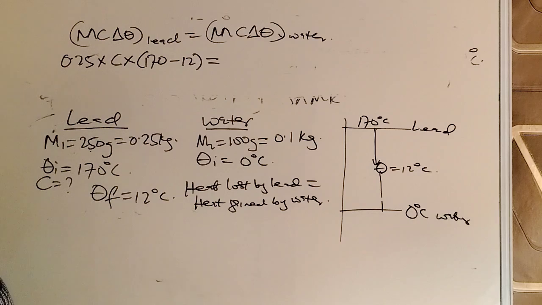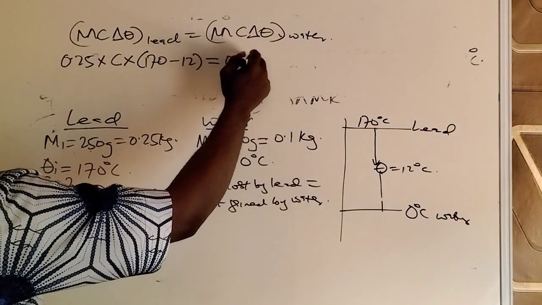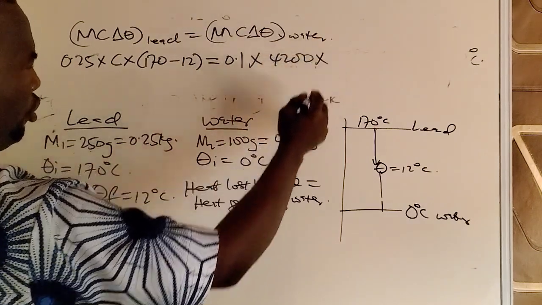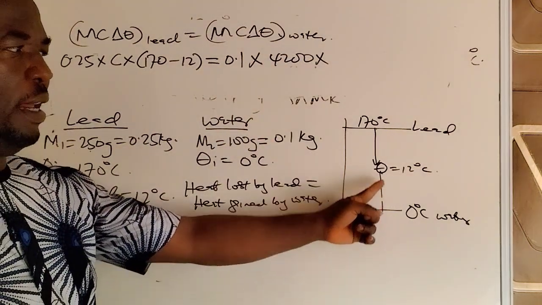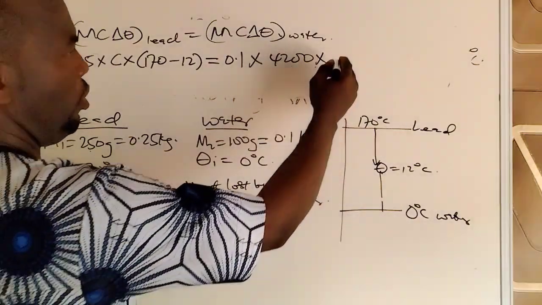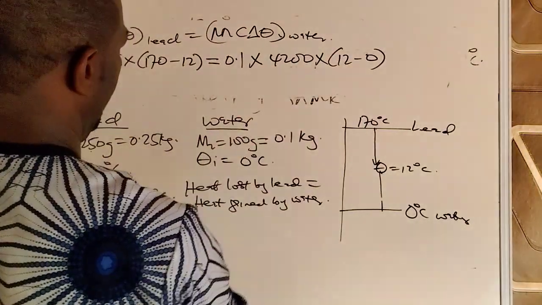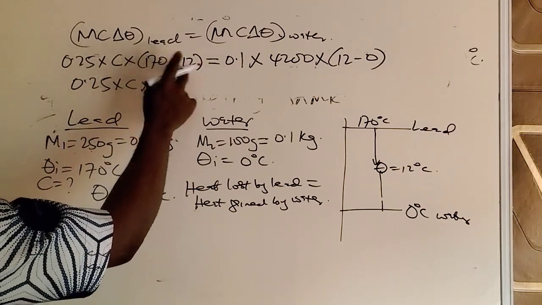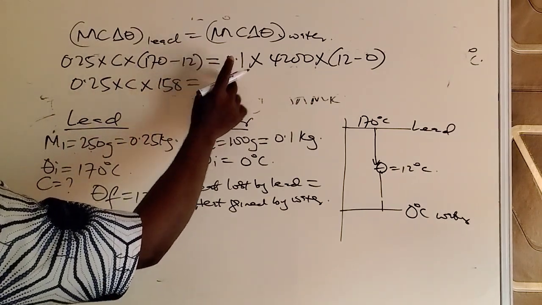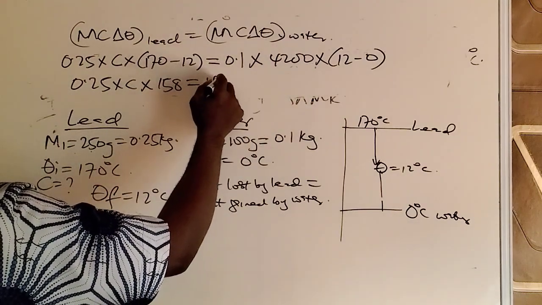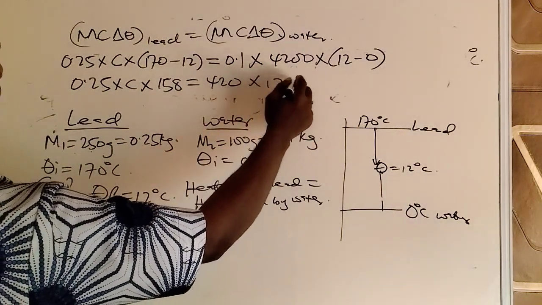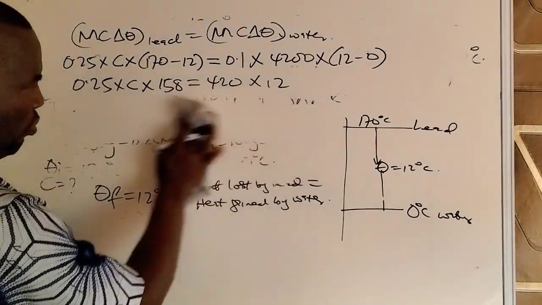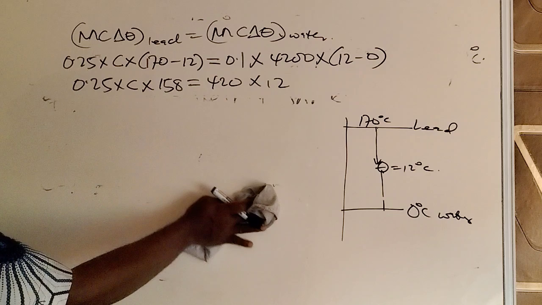While for water, the mass of the water is 0.1. The specific heat capacity of water given to us in the question is 4,200. The water is gaining heat, so the final is more than the initial. It will now become 12 minus 0. Having done that, we now have 0.25 times C times 158, equal to 0.1 times 4,200 times 12 minus 0, which is 12. We now make C the subject. Solve for C, and that C stands for the specific heat capacity of the lead.